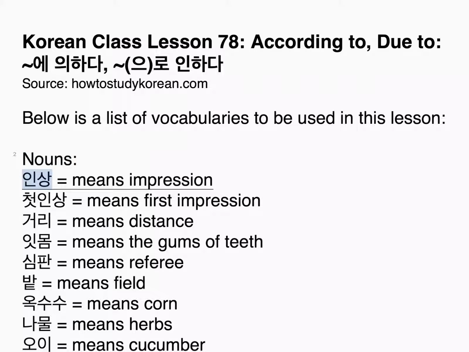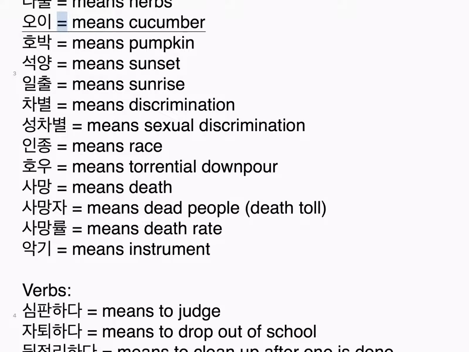Nouns. 인상, means impression. 첫인상, means first impression. 거리, means distance. 잇몸, means the gums of teeth. 심판, means referee. 바디퀄, means field. 옥수수, means corn. 나물, means herbs. 오이, means cucumber. 호박, means pumpkin. 석양, means sunset. 일출, means sunrise.